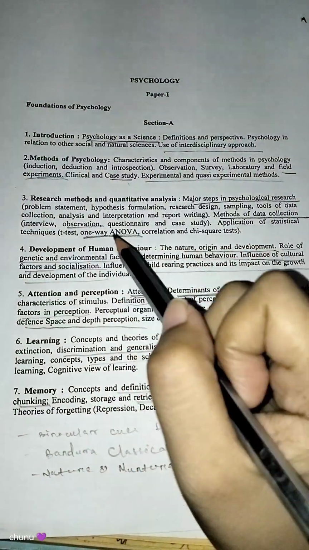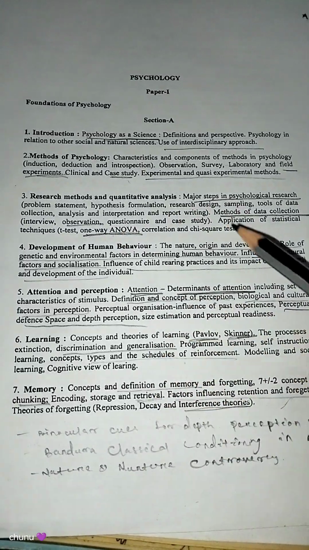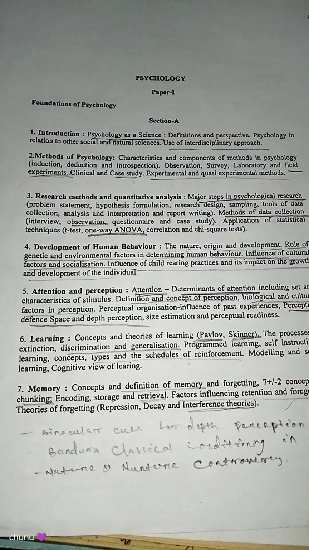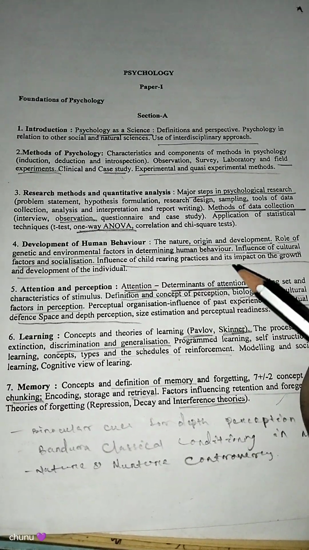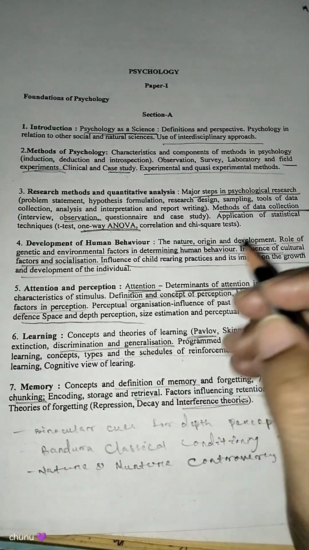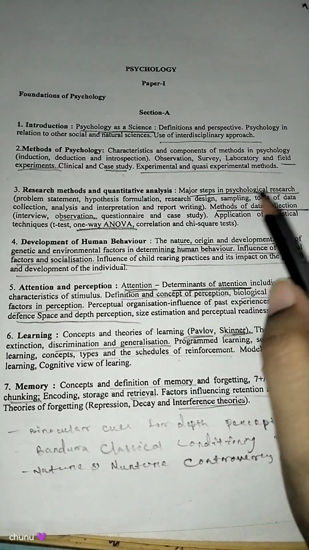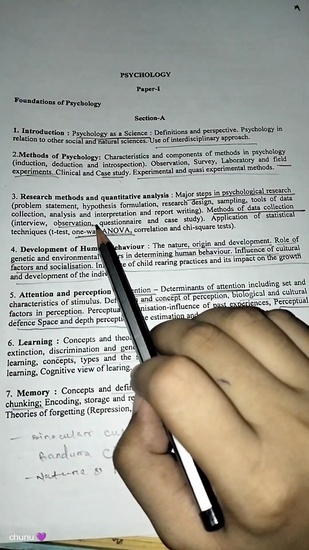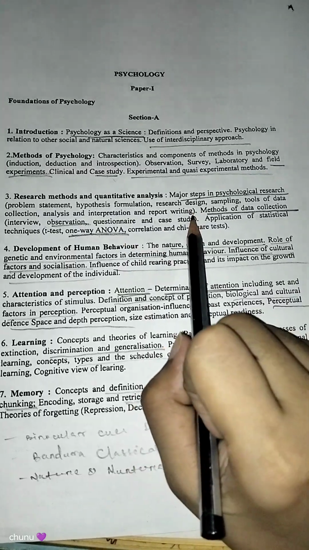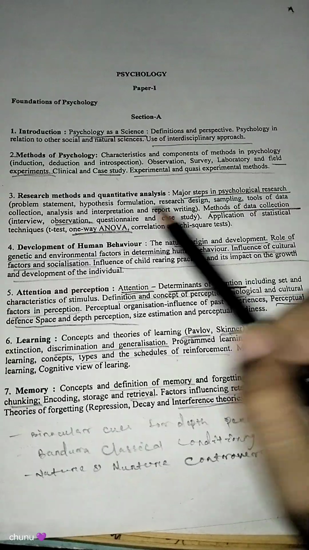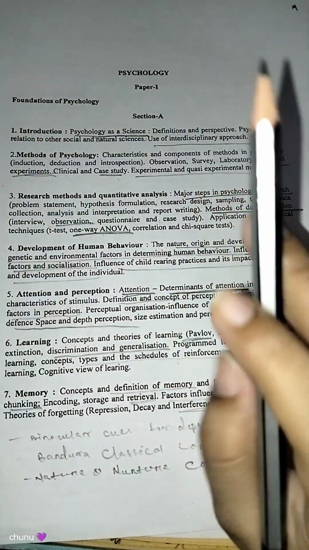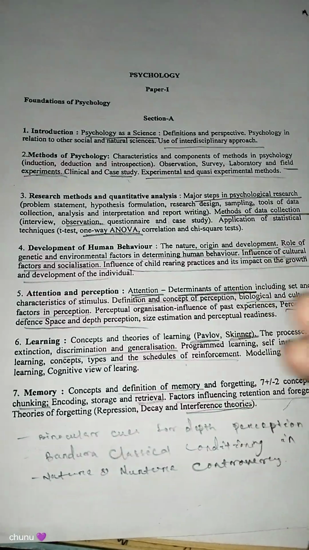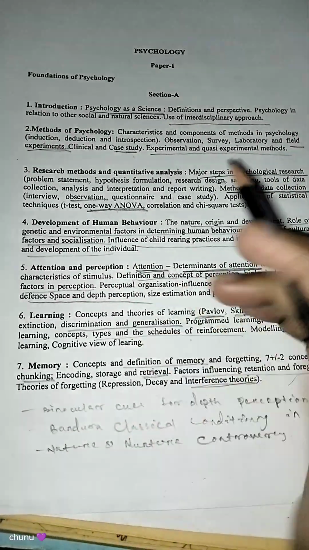And the third part is research methods and quantitative analysis. This is very important, and I think it is very long to study, and you have to find the whole research to study all these topics, like the methods of data collection: the interview method, observation method, the questionnaire, and the case study. Then, the numerical method is not asked. This is basically the theoretical part, not the numerical one.